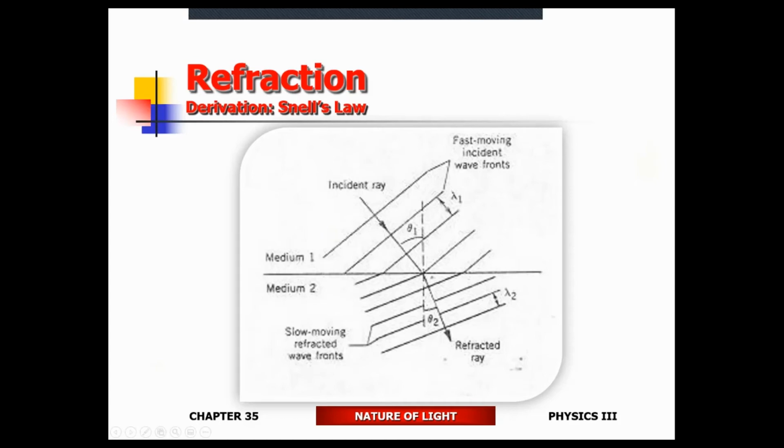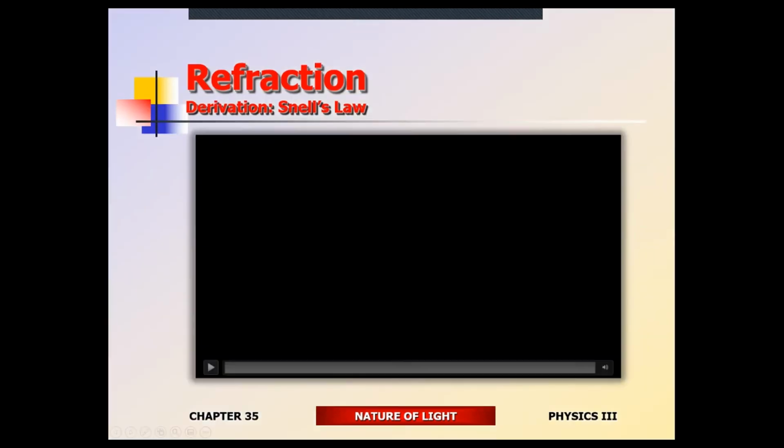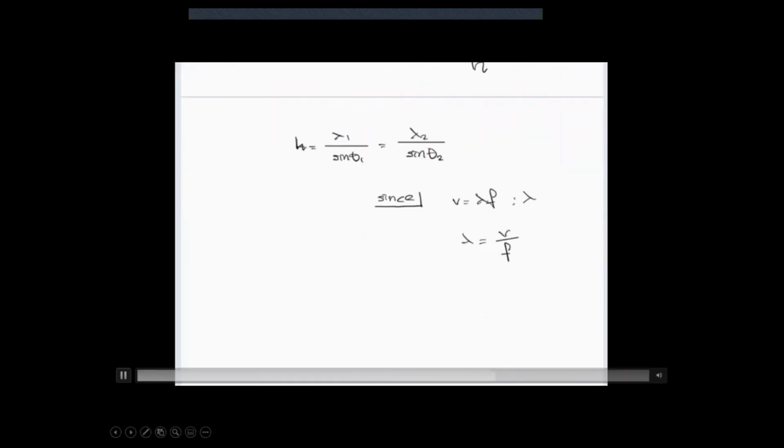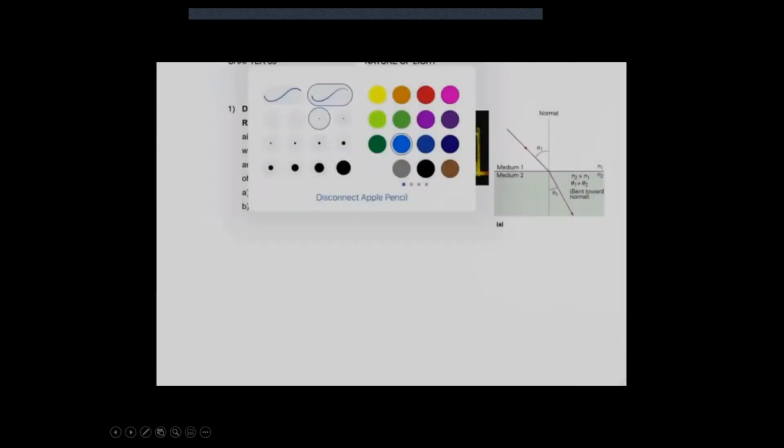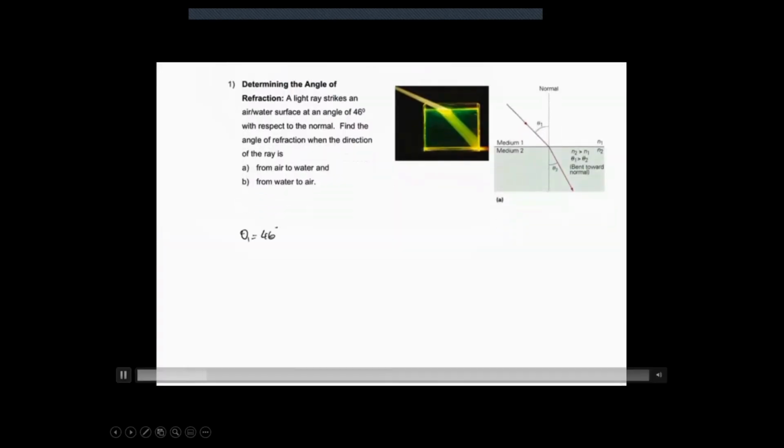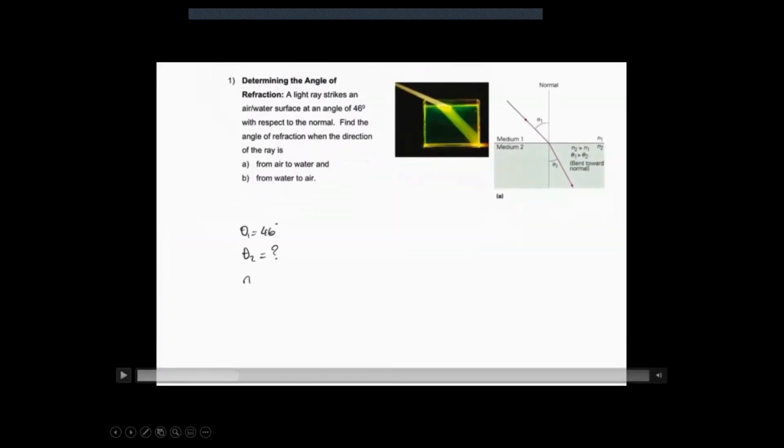Snell's law. Okay, I'm not sure if I want to do a derivation for this one. Let me check to see. Yeah, I'm not interested in it. I don't care about the derivation for you guys. All right, so you guys are college students. Let's focus on the application of it.